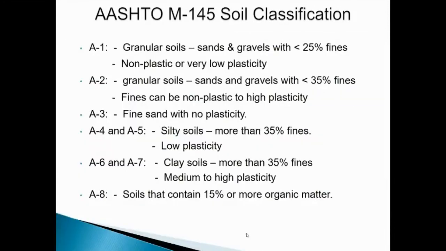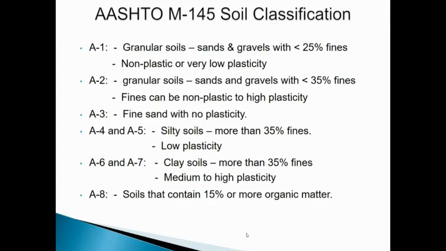So our A1 soils, these are granular soils, sands and gravels with less than 25% fines, non-plastic or very low plasticity. The maximum plasticity index is 6. So with a PI of that value, we would refer to those soils as being silty. A2 soils, these are also granular soils, sands and gravels with up to 35% fines. The fines can be non-plastic or silty, or they can range up to a higher plasticity. Those would be our A2-6s and A2-7s.